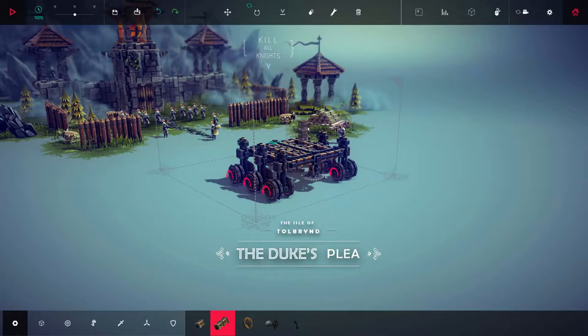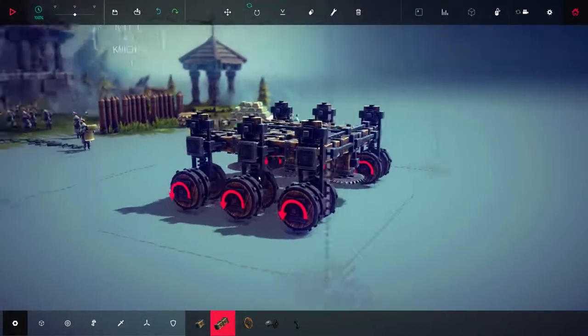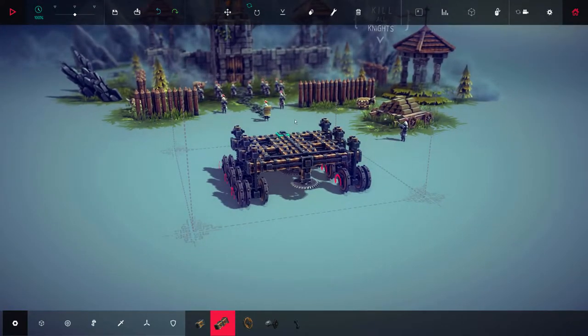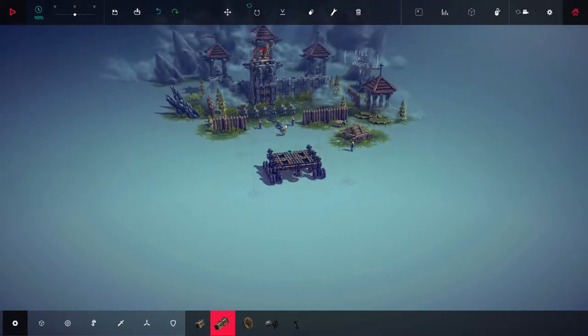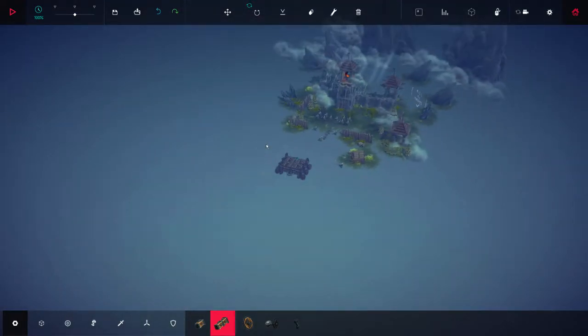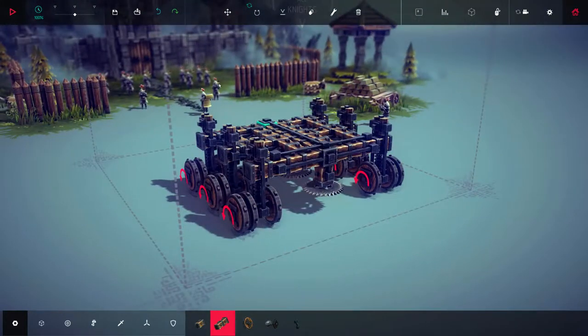Oh, yeah, here's a little something I was working on. Messing with some sliders and normal spring suspension together. Got some sweet saws under here. I was messing around in the sandbox. It was a lot of fun. So what do we have to do here? Kill all the knights. Huh. Well, that can't be too hard. We may actually be able to rock out with this.